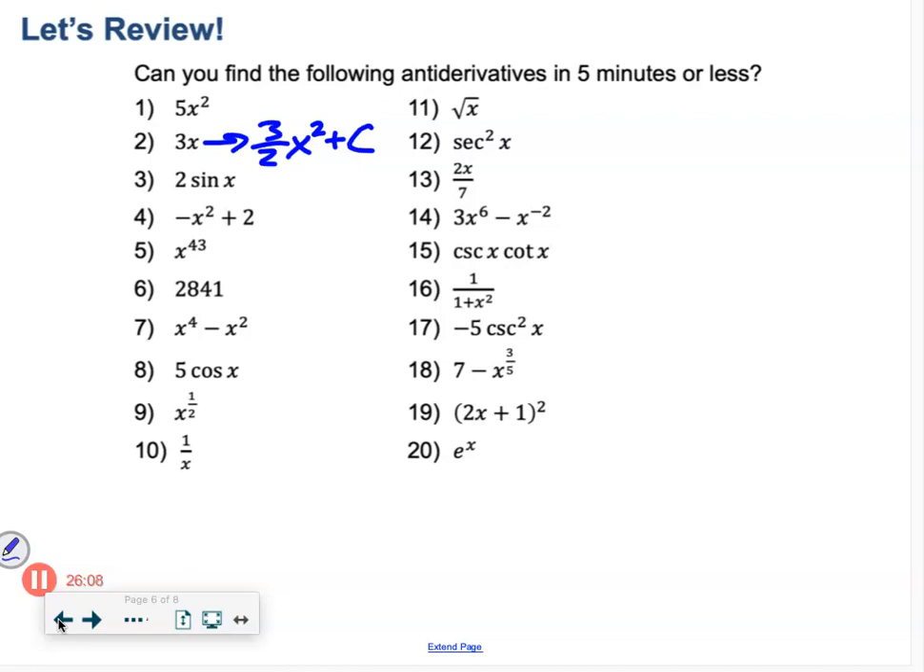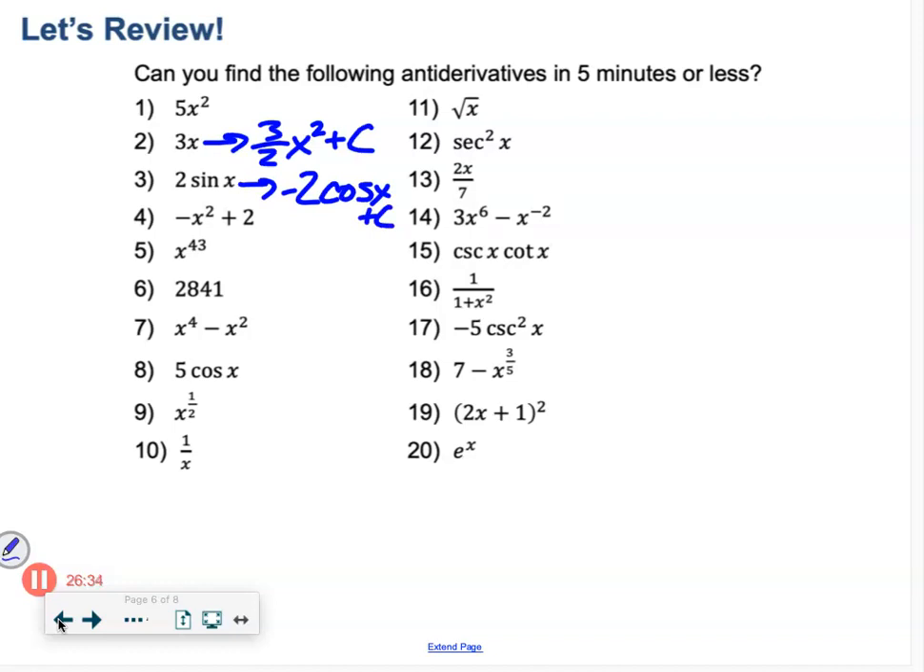Number 3, antiderivative of sine: negative cosine. And that's so easily missed. Remember that for trig, if the answer starts with a c, it's negative. If the answer starts with a c, it's negative. So negative 2 cosine x plus c.